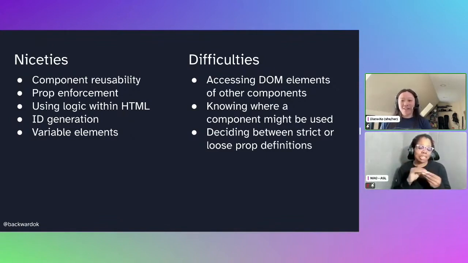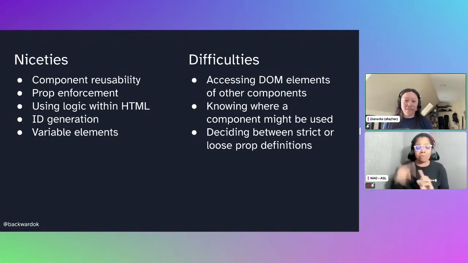Fourth, ID generation. This can be particularly helpful for setting ID-associated ARIA attributes like ARIA labeled by and ARIA described by, and keeps them in sync with their associated IDs. And fifth, variable elements. This lets us render different HTML elements dynamically, which can be useful for choosing different semantic elements based on props or context, such as heading elements.